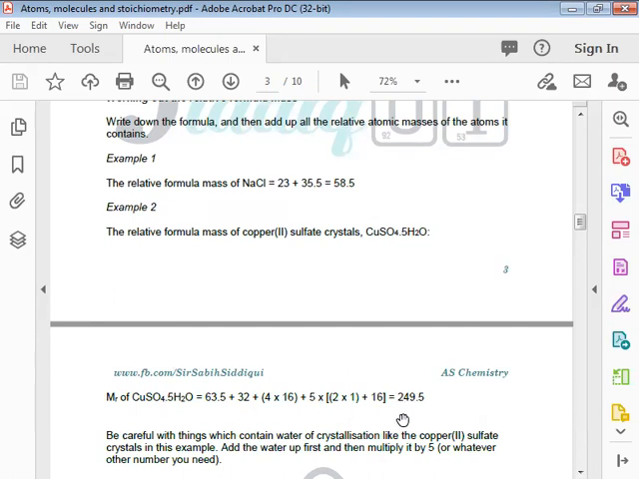Is this what you're getting? 249.5 is the relative formula mass. Check, there might be a calculation error, just check it once again.